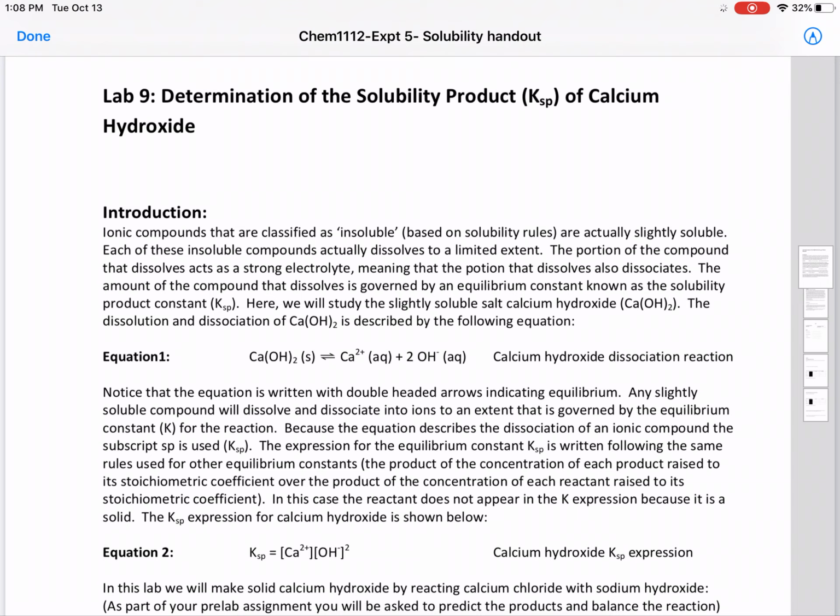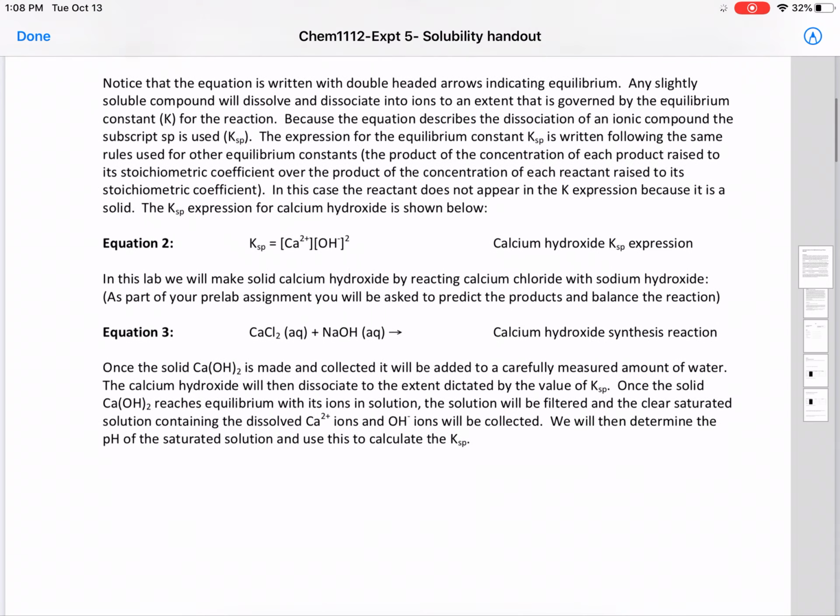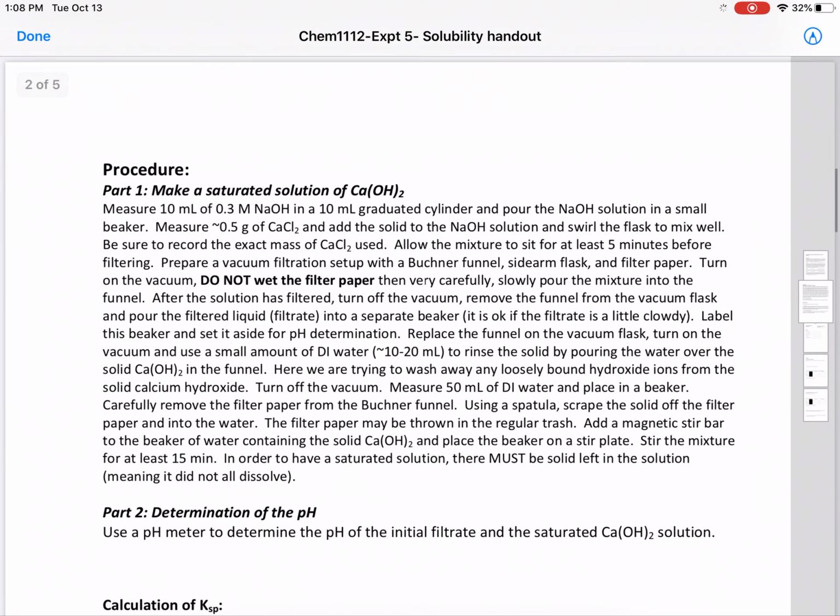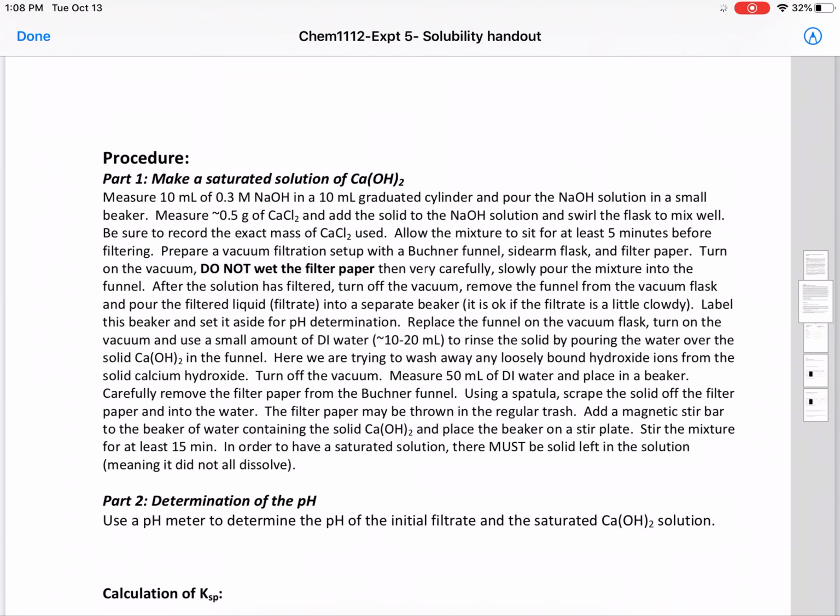Just like the pre-lab exercises that we did, it's going to be the same procedure. You're going to be using 10 milliliters of 0.3 molar sodium hydroxide in a 10 milliliter graduated cylinder. You pour it into a small beaker, and then add 0.5 grams of calcium chloride, stir it, let it sit for 5 minutes, and then vacuum filter it. You find the pH of the solution, and from that we can find the Ksp.